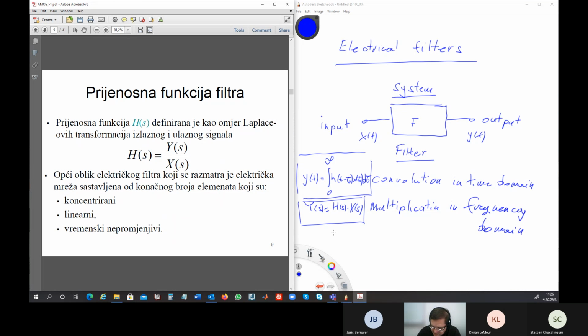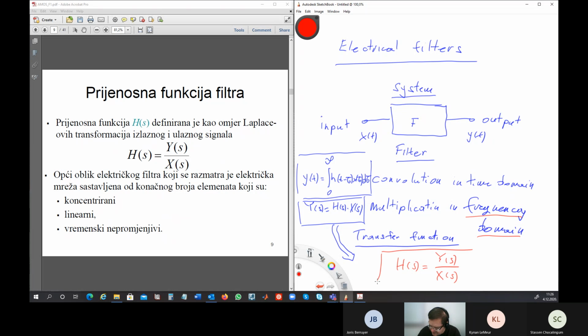Now we came to one very important term, which is called the transfer function. The transfer function is defined from here, from the frequency domain. It is the output signal over the input signal. So this is the definition of the transfer function.